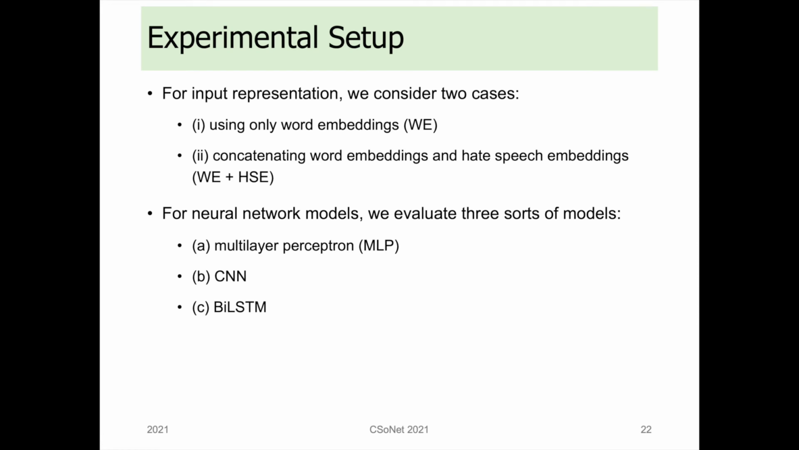To conduct the experiments, we consider two cases. First, using only word embeddings. Second, concatenating word embeddings and hate-speech embeddings. For neural network models, we evaluate three sorts of models. In particular, first, a multilayer perceptron model, second, a CNN model, and the final one is the BiLSTM model.